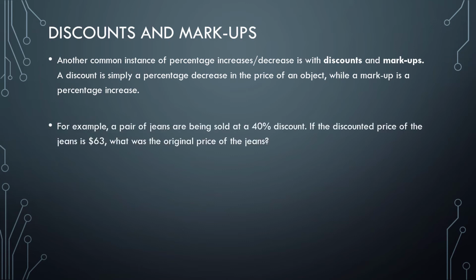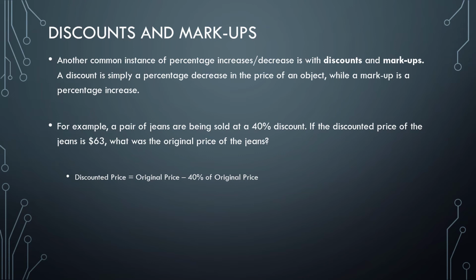So, for example, we'll say a pair of jeans are being sold at a 40% discount. If I say the discounted price is 63 bucks, what's the original price of the jeans? Because oftentimes when we see discounts, we see the sale price and not the original, so we're missing one of the variables. So you might ask, well, how much were the jeans originally? So this is a little bit weird, and that's why I'm highlighting it, but it's still kind of the same formula. So in this case, we say that the discounted price is, in fact, the original price minus 40% of the original price.